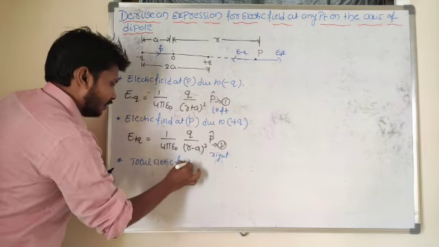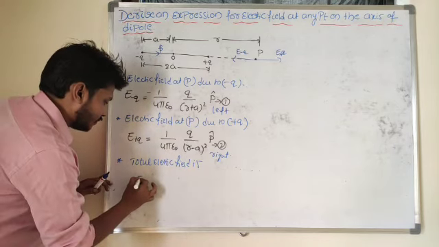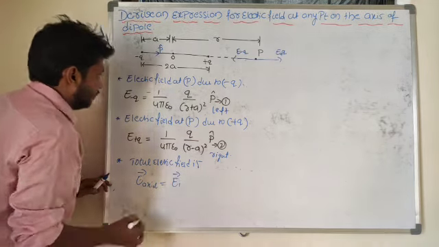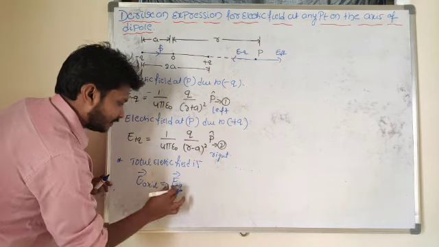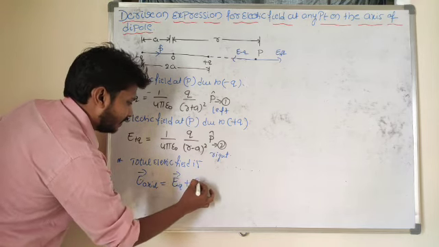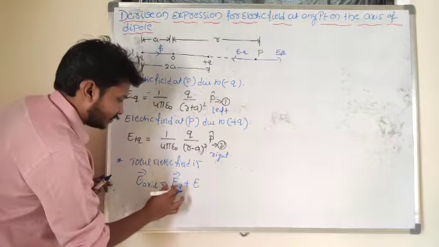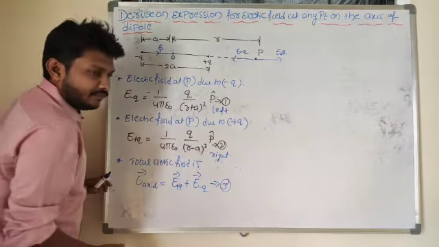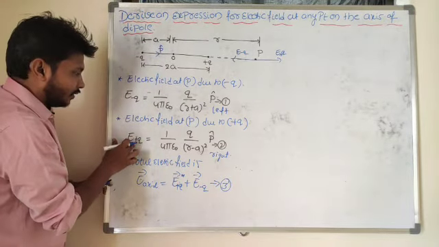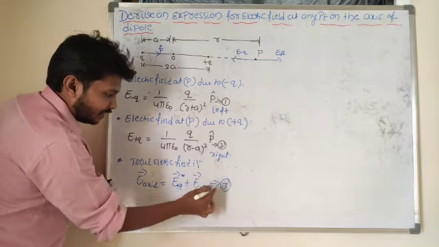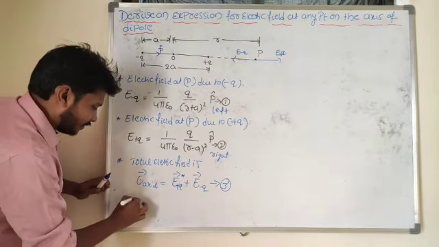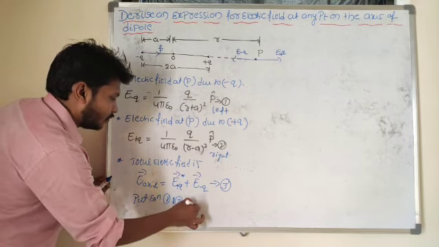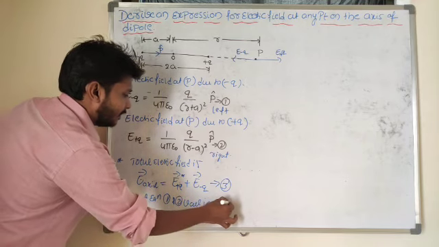Total electric field at the axial point is equal to the electric field because of the minus q charge plus the electric field due to the plus q charge. So this is equation 3. I know the electric field due to the plus q charge and the electric field due to the minus q charge, I will fill them into equation 3. So I want to substitute, put the equation 1 and 2 values in equation 3.